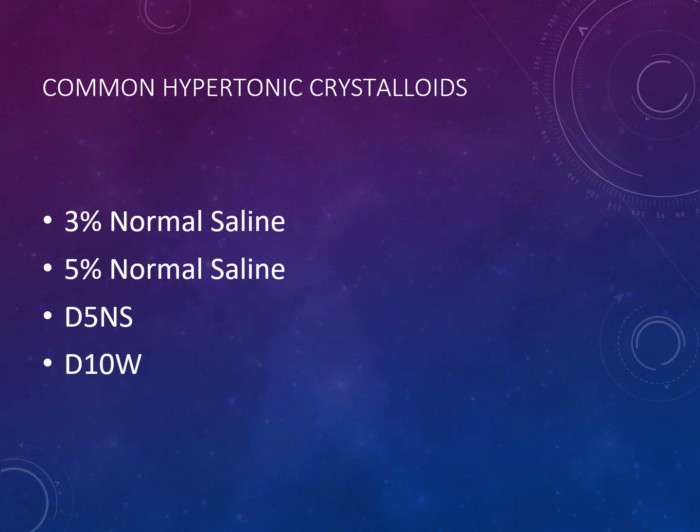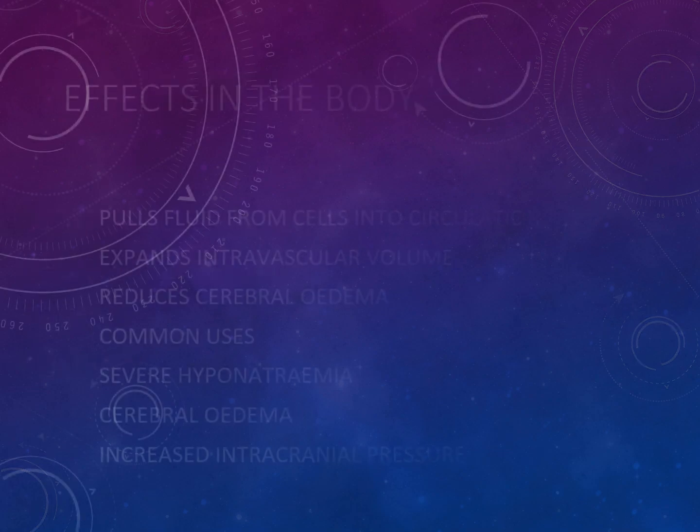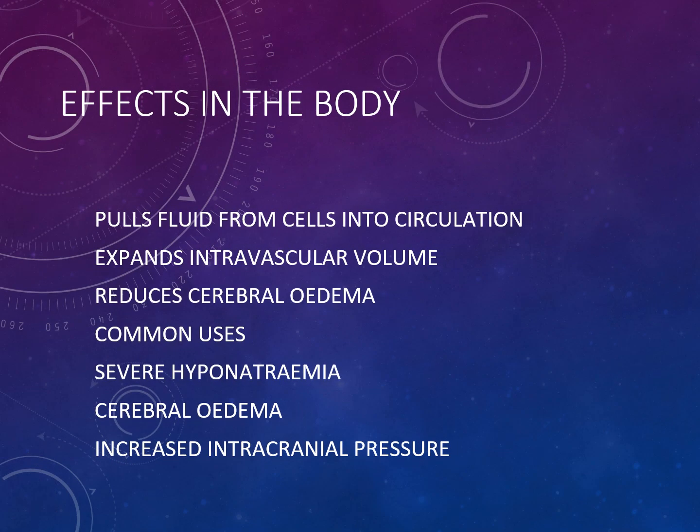Examples of hypertonic crystalloid fluids are 3% normal saline, 5% normal saline, dextrose 5% in normal saline, and dextrose 10% in water. Their effects include pushing water from cells into circulation, as explained earlier. They expand intravascular volume because they push water from the intracellular compartment into the intravascular compartment. They also reduce cerebral edema because of the same function above.